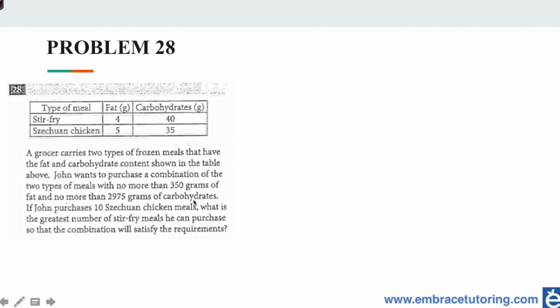Immediately, because I see no more than, or at least, or that type of language, I'm thinking of inequalities. Now it says if John purchases 10 chicken meals, what is the greatest number of stir-fry meals he can purchase so that the combination will satisfy the requirements? So what I'm looking for really is S.